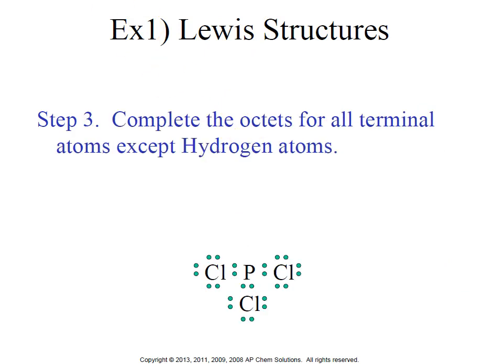All right, the next step is to complete the octets. We know that octet means 8. For all your terminal atoms except for hydrogen, you look at your outside atoms and you give them all 8 electrons. So this chlorine already had these 2 that it was sharing with phosphorus, so we put 6 more around it. That's 8. This chlorine had these 2 that it was sharing with phosphorus, so it needed 6 more. And this chlorine had these 2, so it needed 6 more. So each of the chlorines now has 8, and those are our terminal atoms. We haven't messed with our center atom yet.